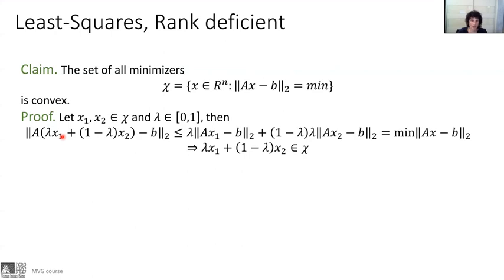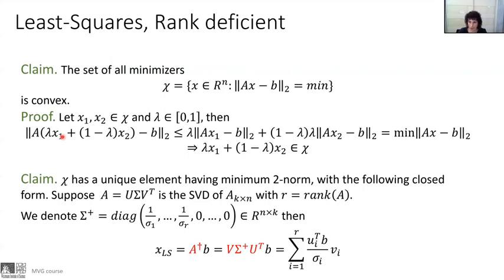And we would like to take a specific minimizer in this set. I'm not going to show it, but I think you are familiar with it. This is the claim: although this set is a convex set and has many minimizers, there is just a unique element in this set. Let's call it, for example, XLS, like here. This unique minimizer is unique in the sense that it has the smallest norm of X itself among all the minimizers.